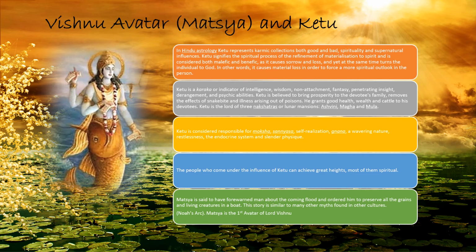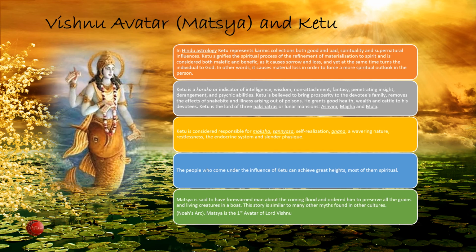Matsya is the Vishnu avatar associated with Ketu, and in Hindu astrology, Ketu represents karmic collections, both good and bad, spirituality and supernatural influences. Ketu signifies the spiritual process of the refinement of the materialism to spirit, and is considered both malefic and benefic, as it causes sorrow and loss. In other words, it causes material loss to force a more spiritual outlook in the person. And Matsya is said to have been the first avatar of Lord Vishnu, and who would have forewarned man about the coming flood and ordered him to preserve all the grains and living creatures in a boat.